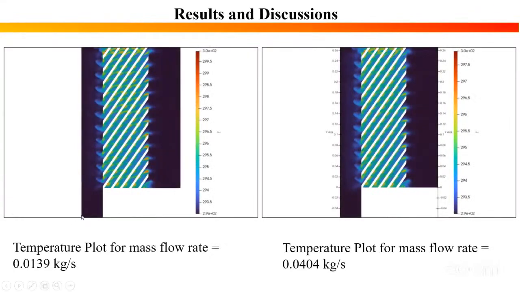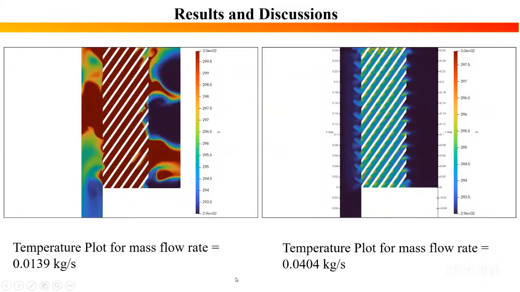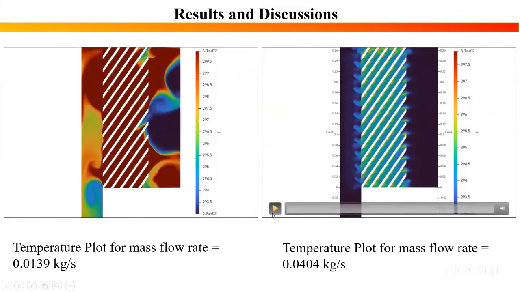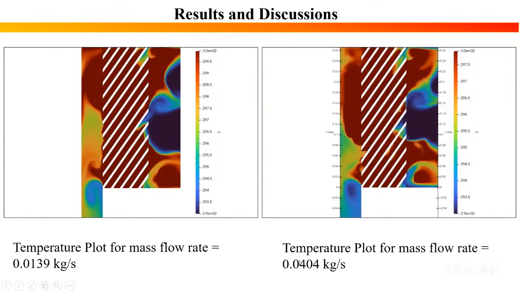So now let's go to the results and discussion. This is the temperature plot for mass flow rate of 0.0139 kg per second, and you can see the temperature distribution in this. This is for another parameter, that is 0.0404 kg per second.